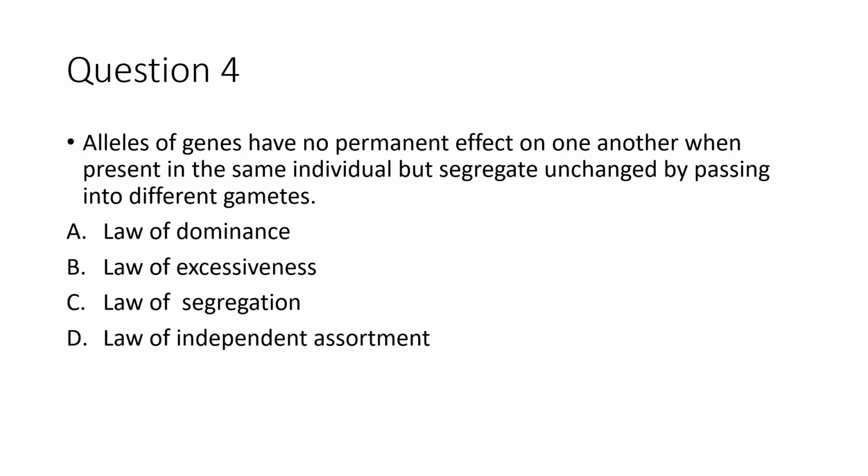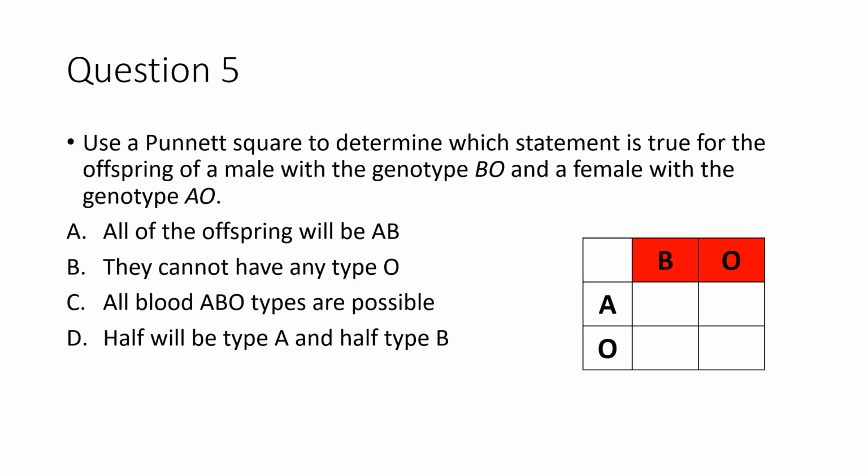Question 4. Alleles of genes have no permanent effect on one another when present in the same individual but segregate unchanged by passing into 2 different gametes. This is A, the law of dominance, B, the law of excessiveness, C, the law of segregation, D, the law of independent assortment. The answer is C, the law of segregation.